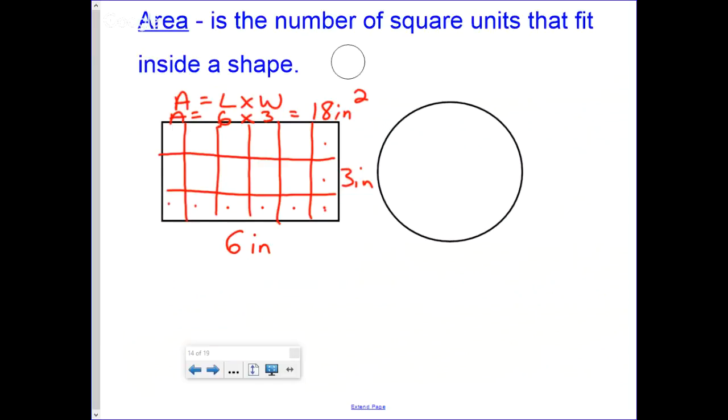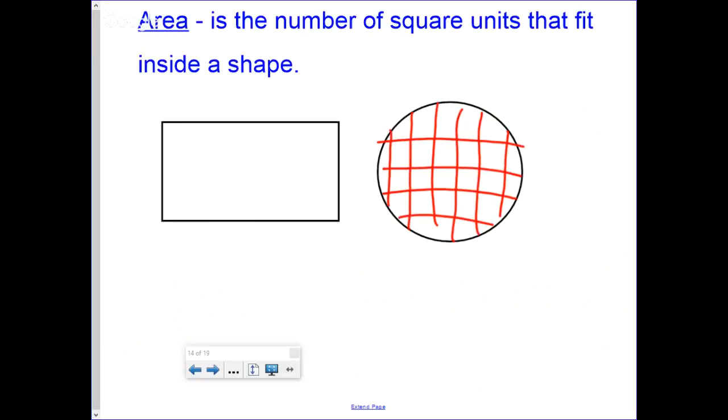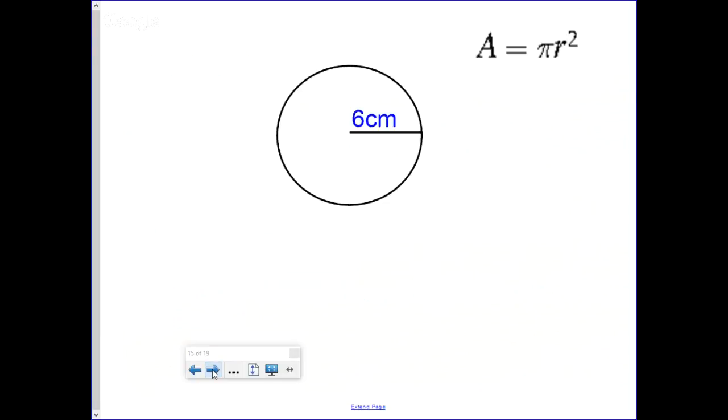But we do the same thing with the circle. Okay, we want to know the number of square units inside of a circle. I know that looks funny, but that's what we're doing. We're finding the number of square units that make up the inside of a circle. Okay, now there's a formula for that, and it is area equals pi r squared.